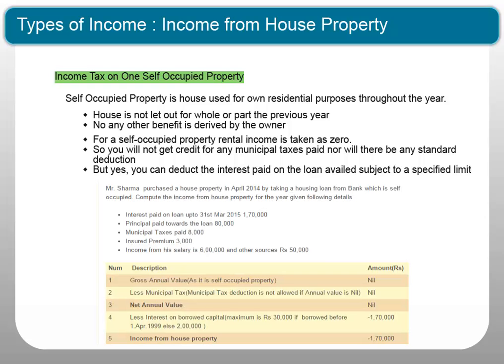Let's see income from house property for Mr. Sharma, who purchased a house on loan and is living there. His interest on loan for the financial year was 1.7 lakh. From assessment year 2015-16 he can claim up to 2 lakh of interest. Earlier it was 1.5 lakh. So his income from house property is minus 1.7 lakh.